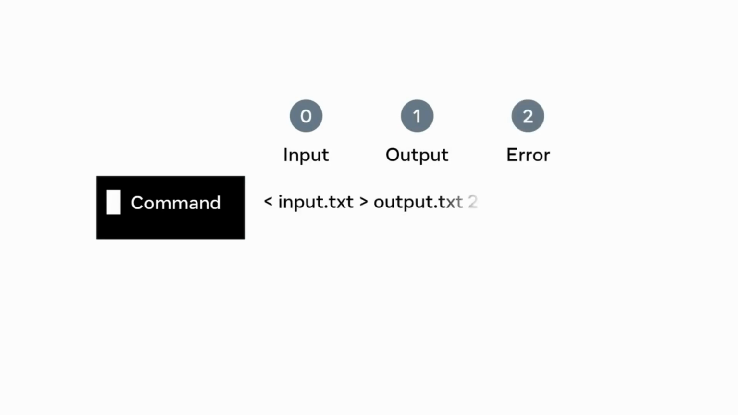You have already learned that input is represented by 0 according to the shell. Output is represented by 1. The input stream uses the less than sign. The output stream uses the greater than sign. And the error stream uses 2 followed by the greater than sign.